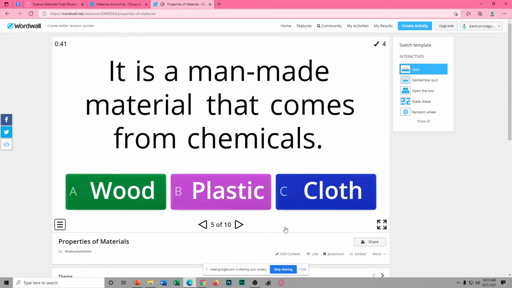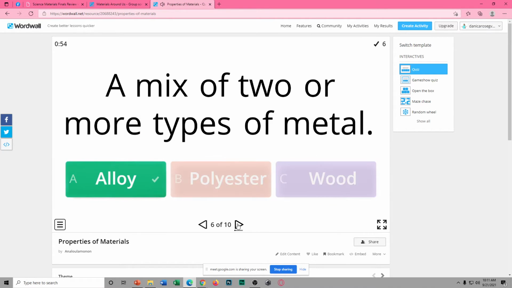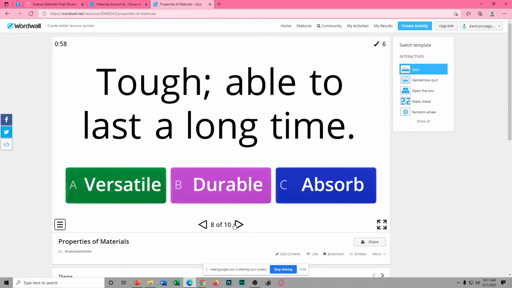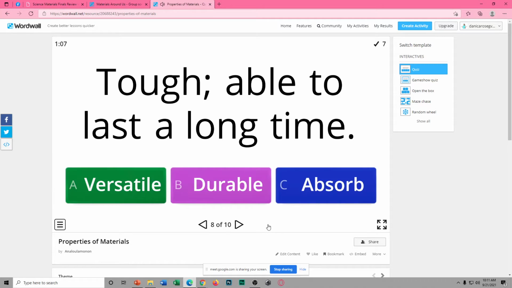It is a man-made material that comes from chemicals. Plastic. Yes. A mix of two or more types of metal. Alloy. Polyester is a cloth. Next. It can absorb water easily. Cotton. Tough, able to last a long time. It means strong. Durable.